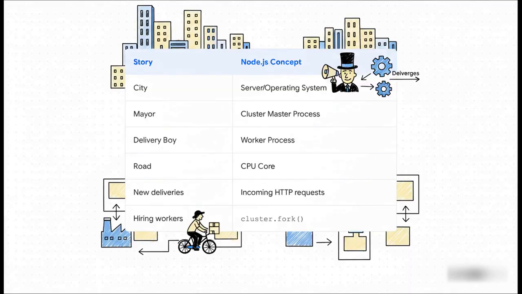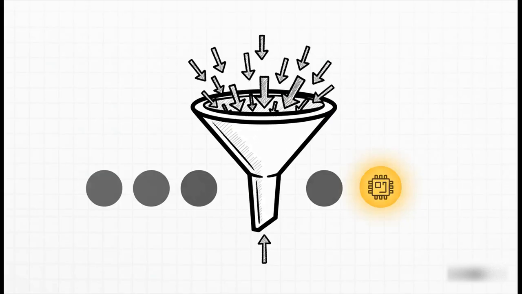So let's just map this out clearly. The city, that's your server, your operating system. The mayor, that's the cluster master process. Each delivery boy is a worker process. The roads they use are the CPU cores. And those new deliveries are your incoming HTTP requests. And the most important part, the act of hiring a new worker, that's the cluster.fork function in your code. It's a perfect match.